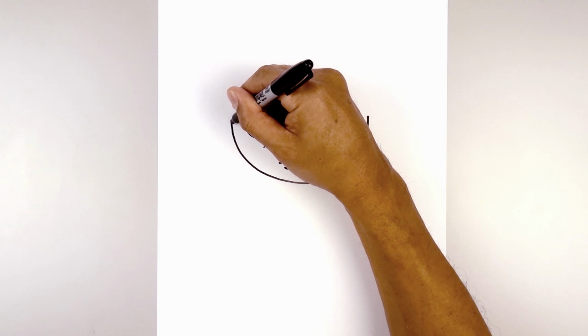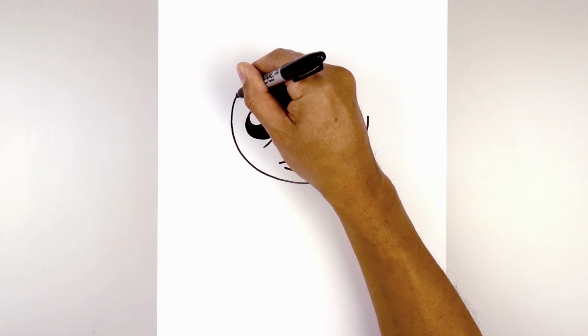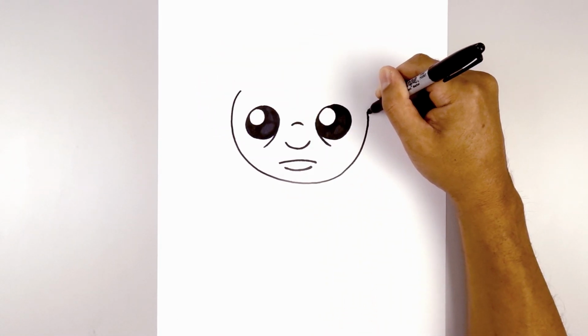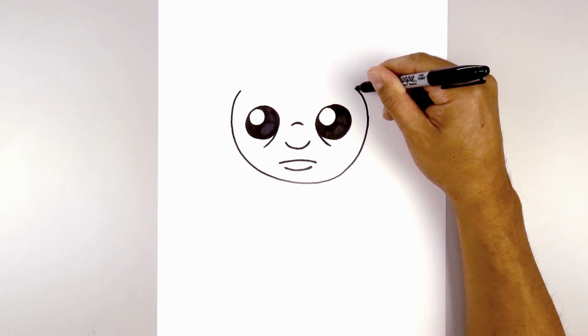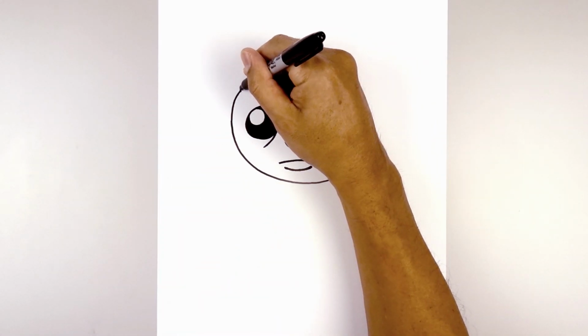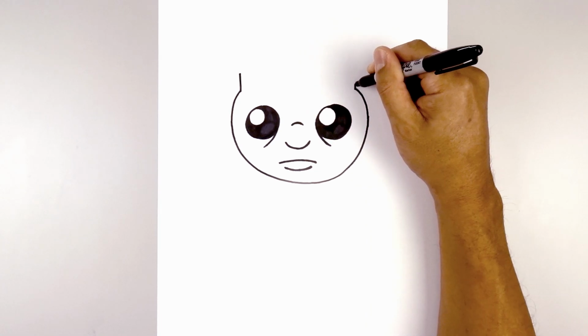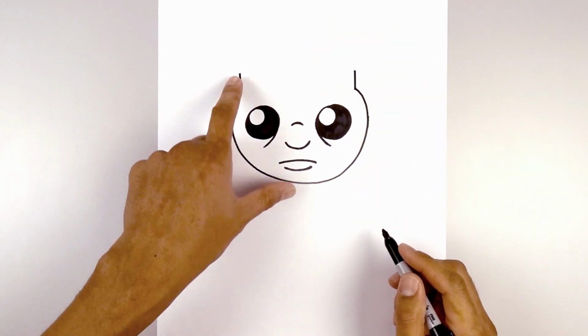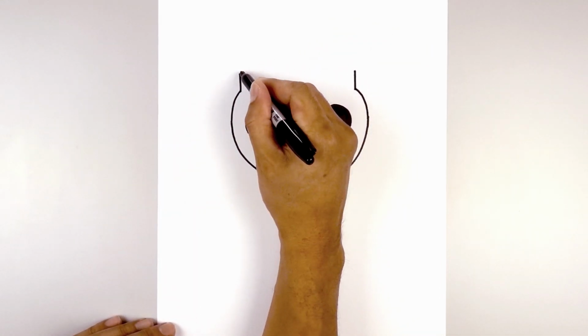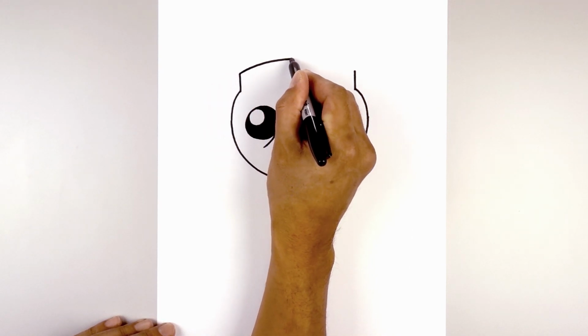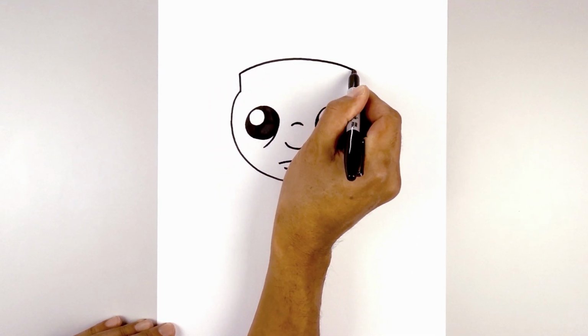So let's start on the left. We're going to go up and just bend that in. And then from here we're going to draw a straight line going up towards the top of the hairline. Now let's connect these 2 points with a curve, going up in the middle and then back down on the right.